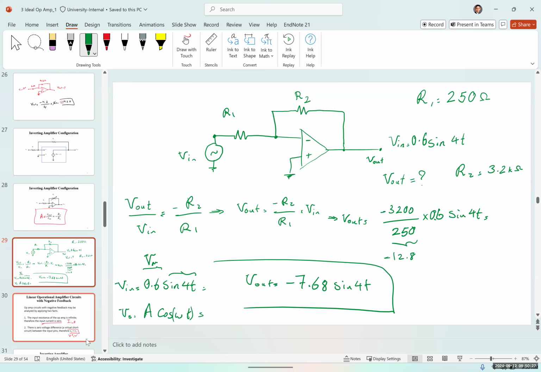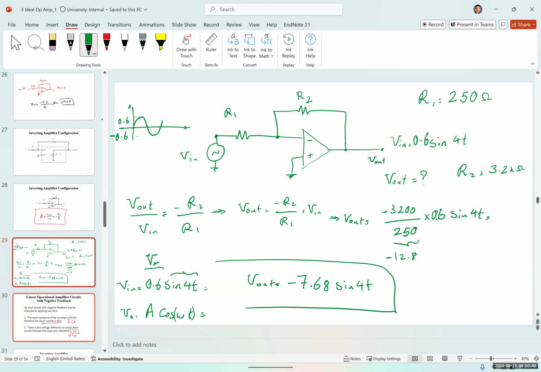The t doesn't change, nothing changes. You just multiply it. So what you're gonna have is you have this in the input, and the amplitude here is 0.6. It's between 0.6 and negative 0.6. And in the output, you're gonna have a reversed signal, because it's an inverting amplifier. So whenever this is positive, output would be negative, and negative will go to positive.